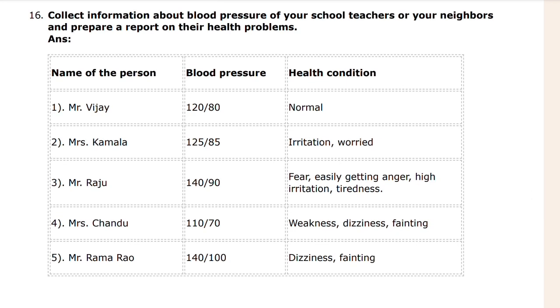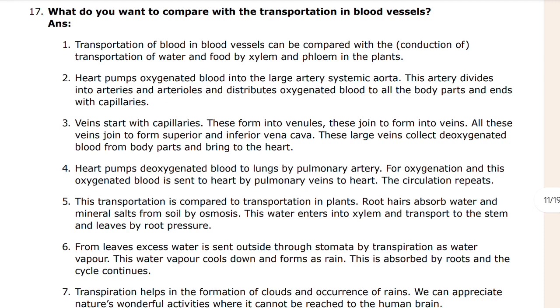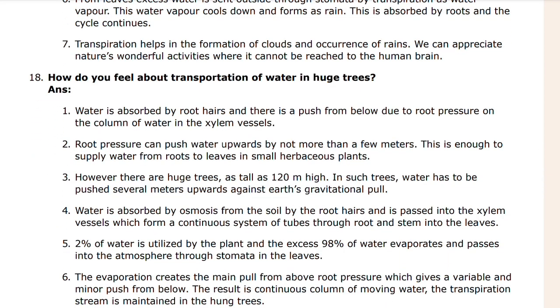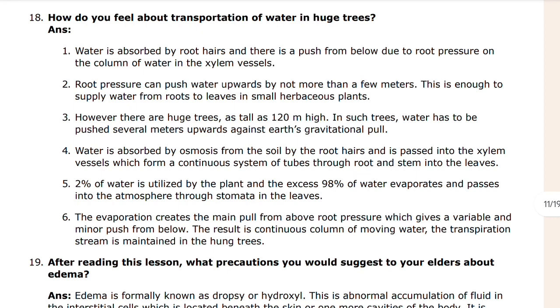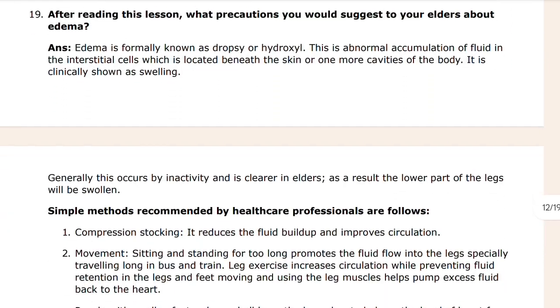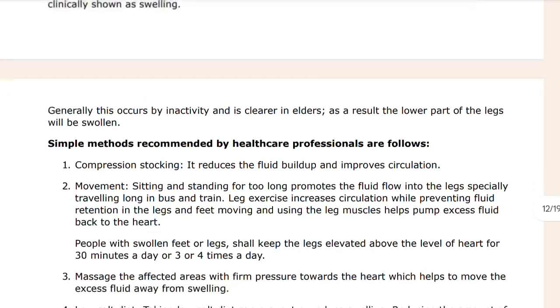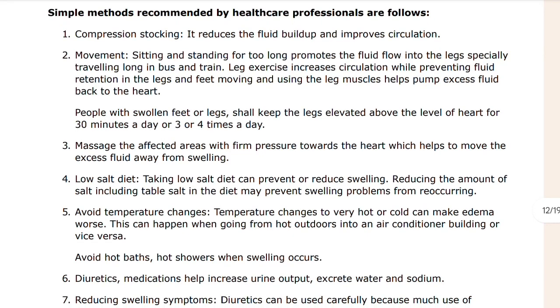Collect information about blood pressure of your school teachers or your neighbors and prepare a report on a health program. What do you want to compare with the transportation of blood vessels? How do you feel about the transportation of water in the artery? After reading this lesson, what advice would you suggest to your elders about edema? Simple methods recommended by health professionals are to be followed.